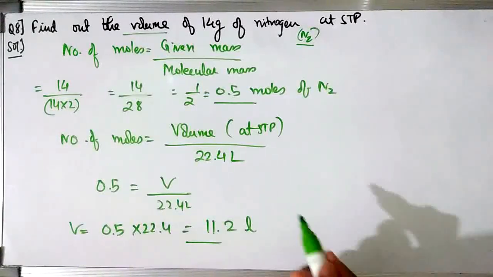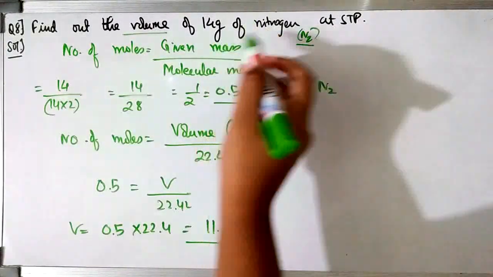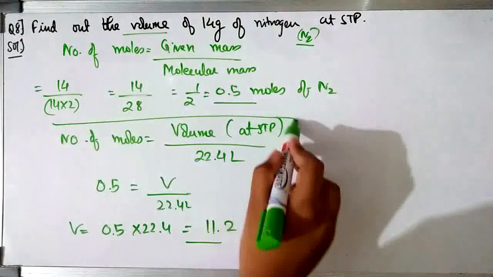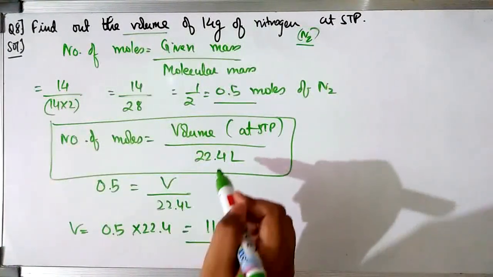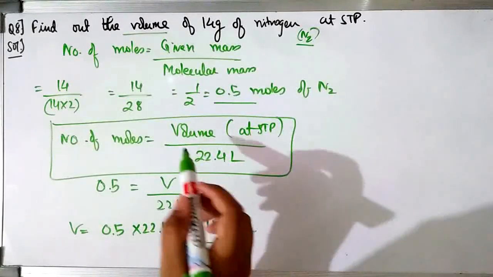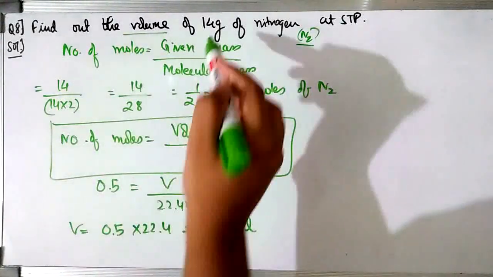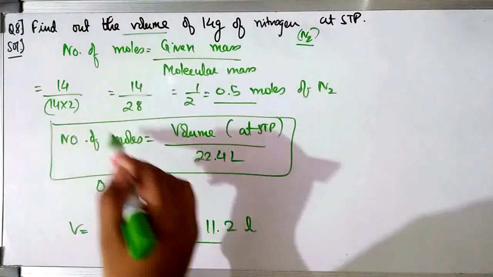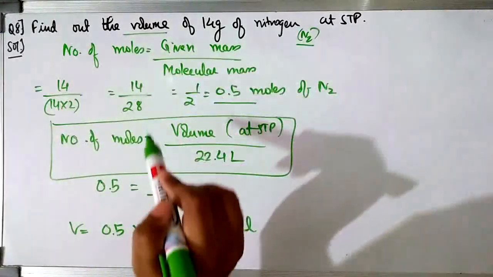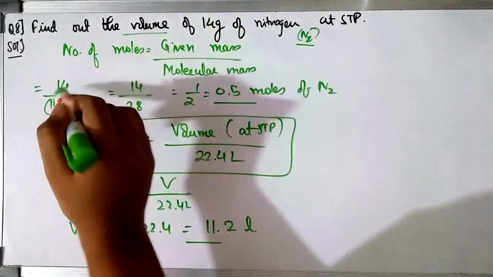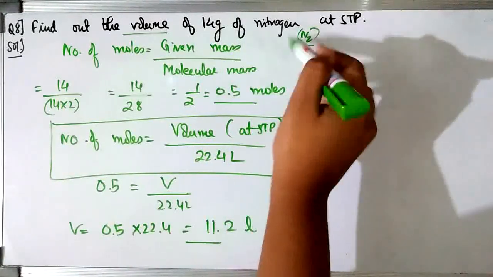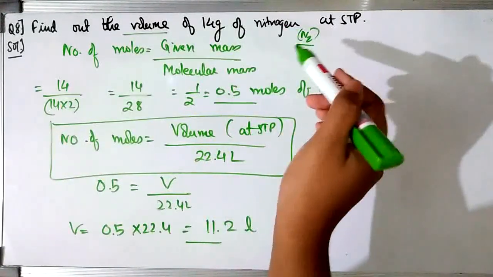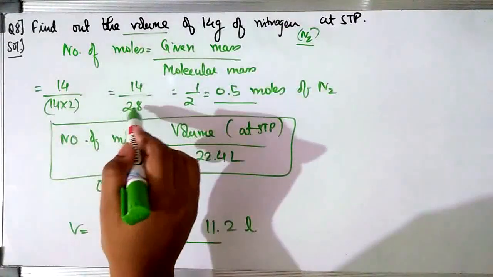I'll explain once again. First, for finding the volume we have this formula: number of moles is equal to volume given upon 22.4 liters. So we have to find the volume this time. So we are going to find the number of moles present in 14 grams. Number of moles is equal to given mass upon molecular mass. We know the given mass is 14 grams, and nitrogen is in the form of N2, that is a diatomic molecule. So the molecular mass is 28.